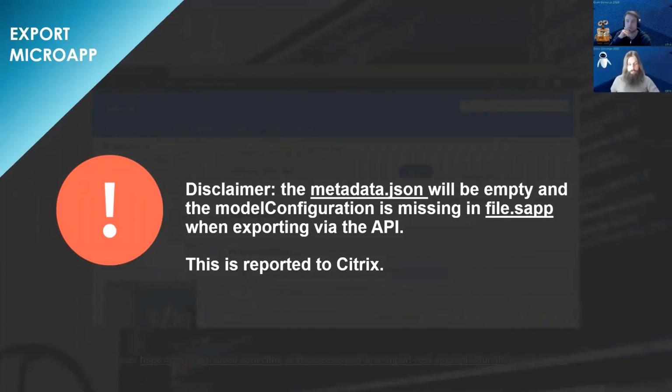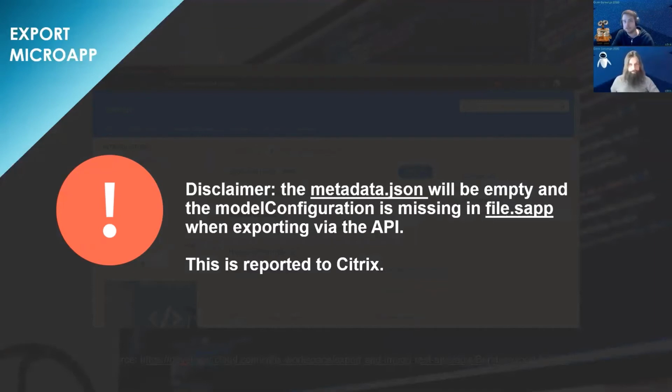When we worked with this, we saw that when we used the Citrix APIs to export the integrations, the metadata.json file was missing. It is there, but it's empty. It contains null. And the model configuration section in the file.sep file is missing. That is probably because of the missing information in the metadata.json file. So we reported these findings back to Citrix, and hopefully they can fix that on very short notice.